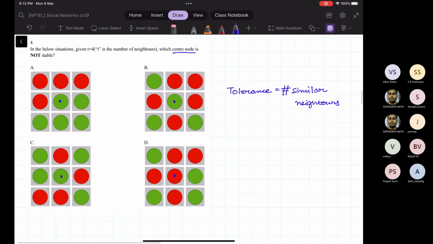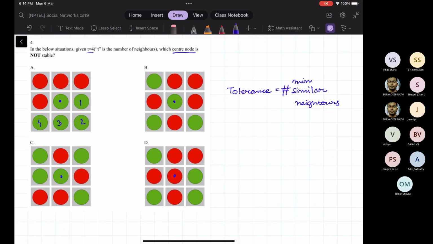If you see the center node in the first case, it's green in color, so we look for how many green neighbors it has. It has 1, 2, 3, 4. Here the tolerance is the minimum number of similar nodes. It's given that t equal to 4, so for tolerance t equal to 4 to be satisfied, every center node must have at least 4 similar nodes. So in the first case, the number of similar nodes is equal to 4.